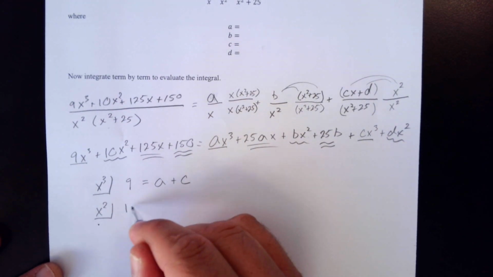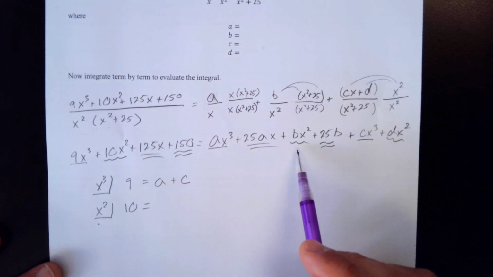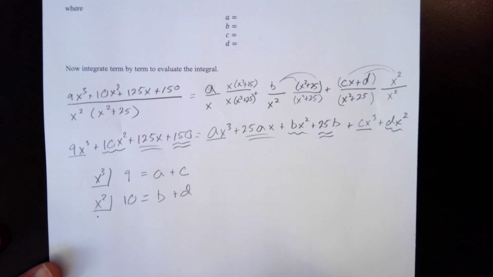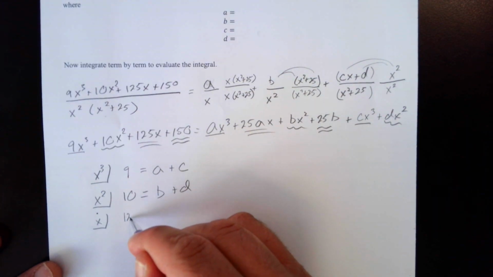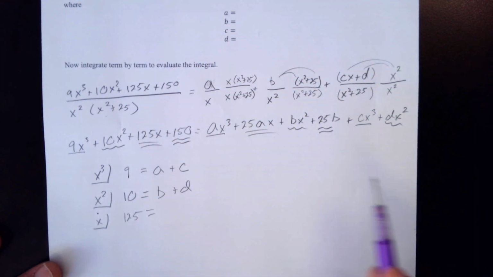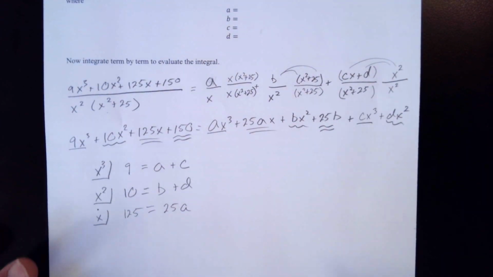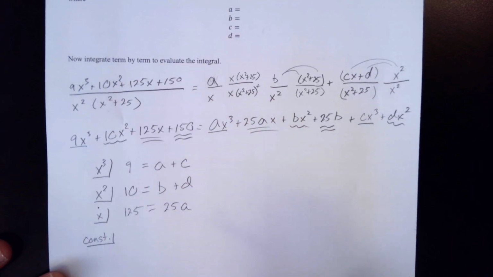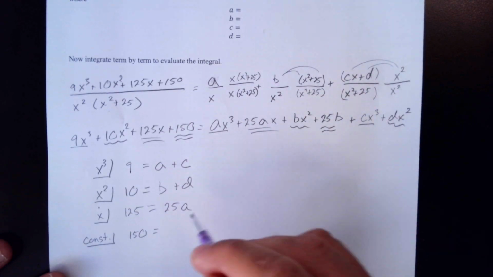X squared, I've got 10x squared over here on the left. How many x squareds do I have over here? Well, I've got bx squared plus d. Let's see, how many x terms do I have? Well, I've got 125 x's on the left, and it looks like I've got 25a x's on the right. Finally, for my constants, those terms without any x's, I have 150 on the left. Over here on the right, I have 25b.